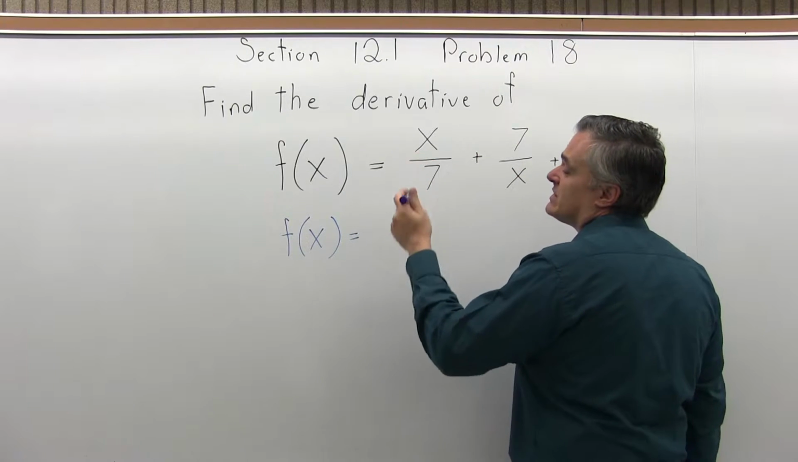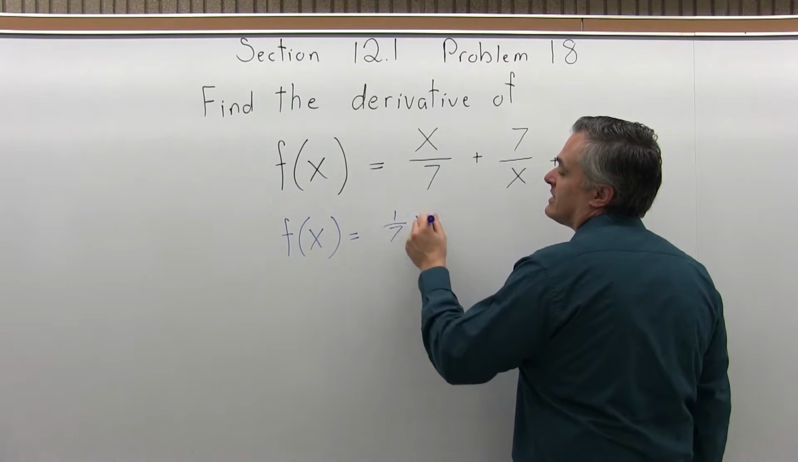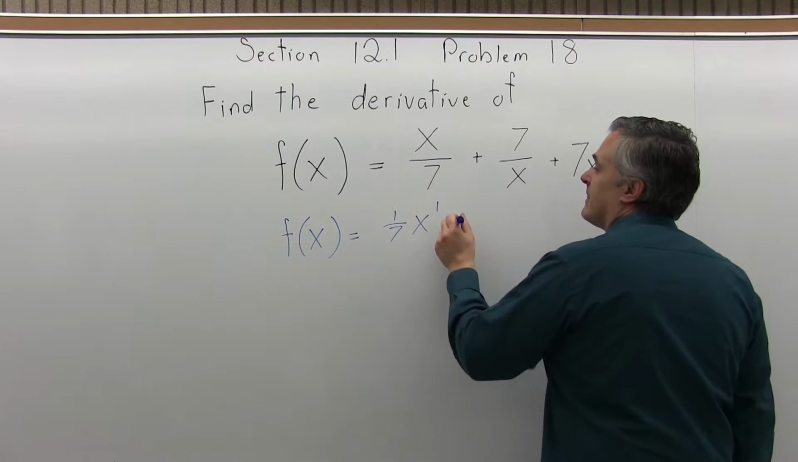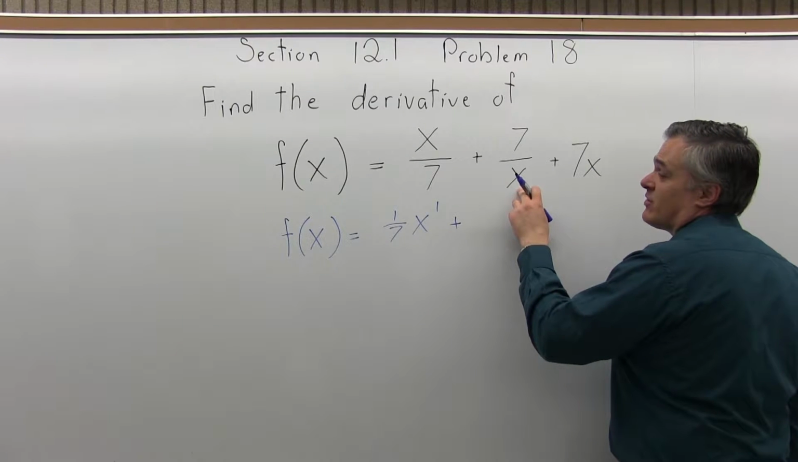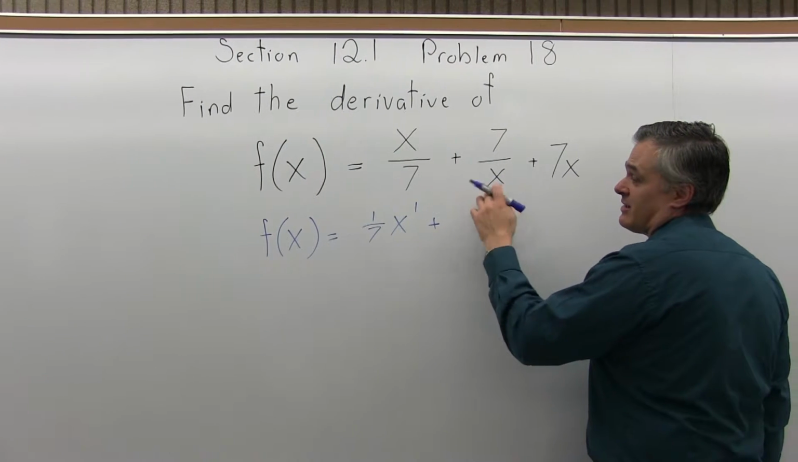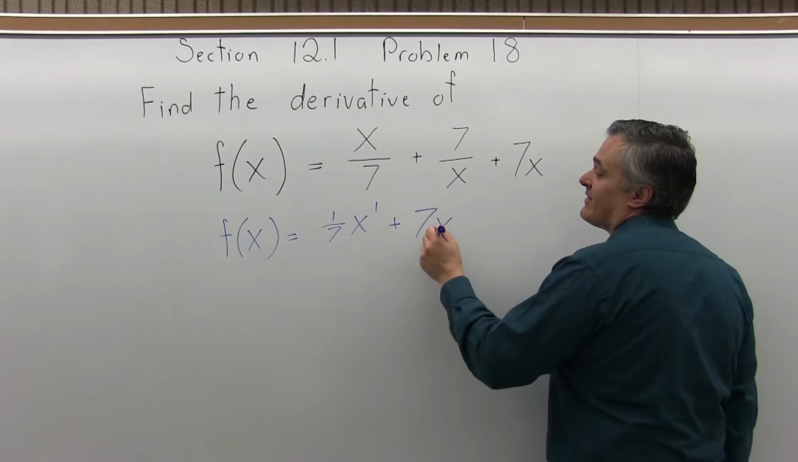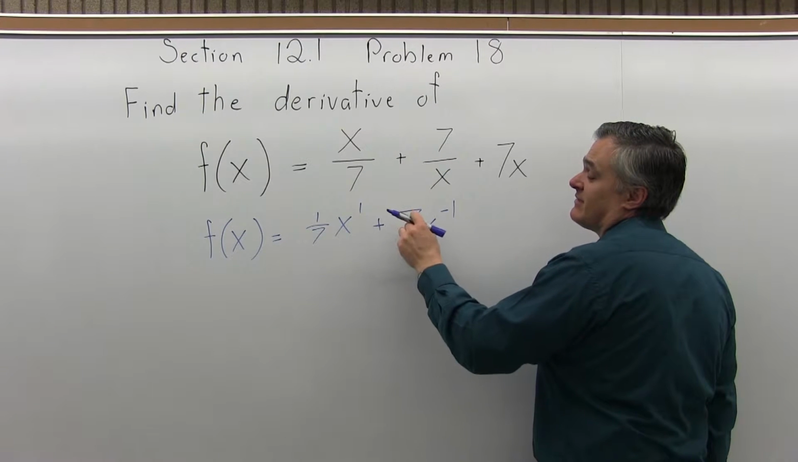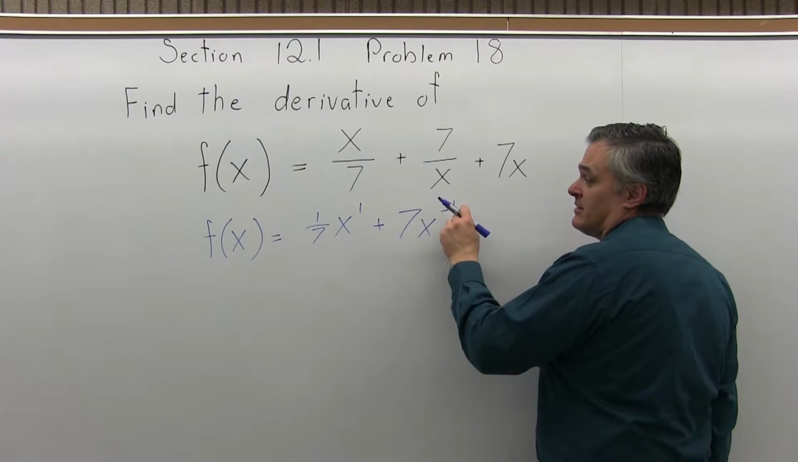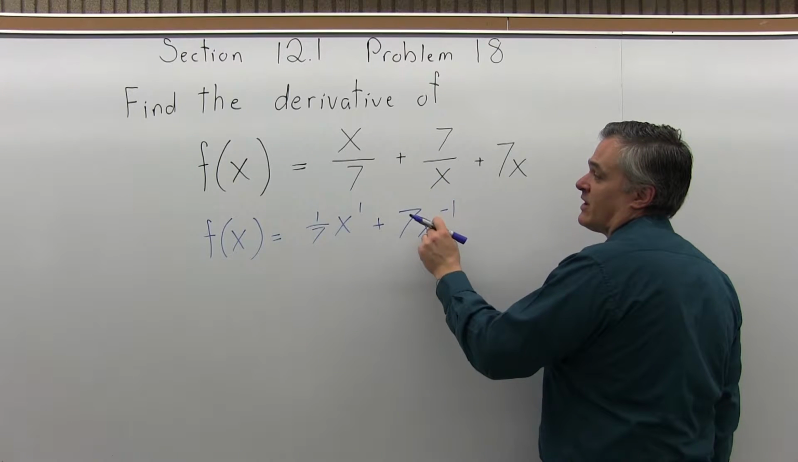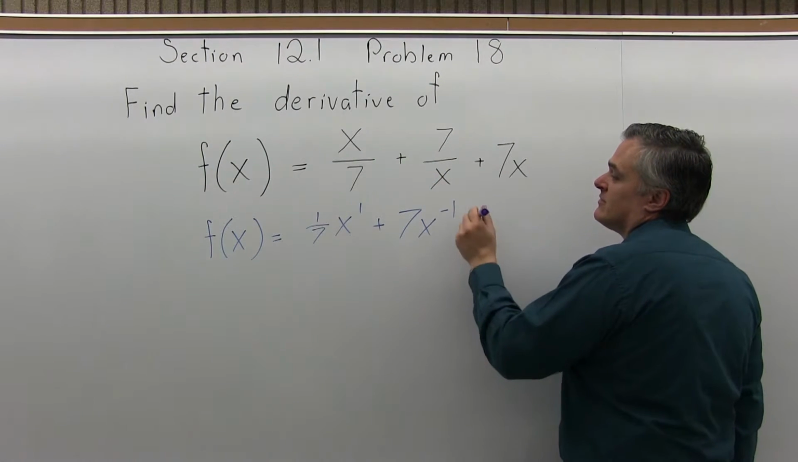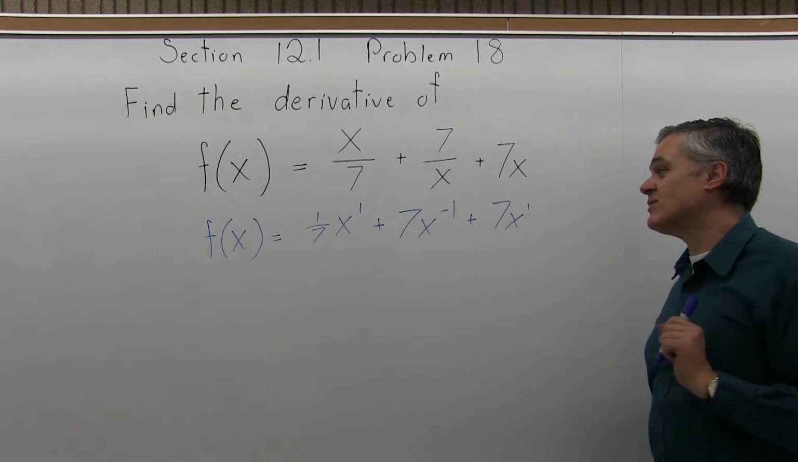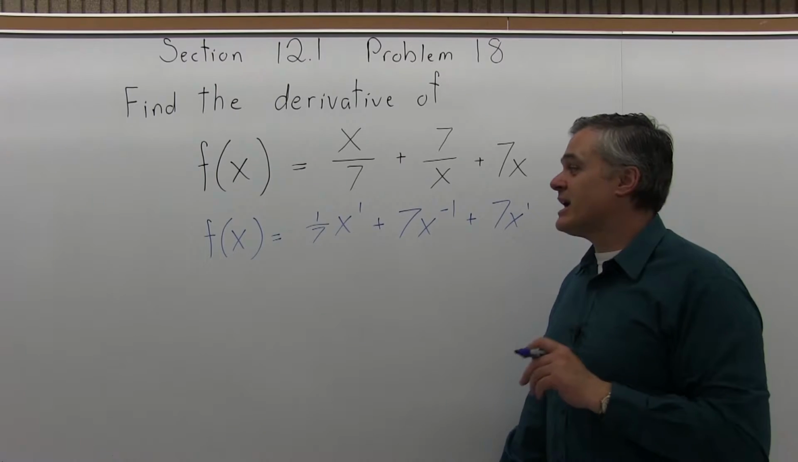So this x over 7, I can write as 1/7 x to the first, which is the same as x over 7. Now, this 7 over x, I cannot leave the variable in the denominator. So I have to write this as 7x to the minus 1. 7 over x to the positive 1 power is the same as 7 times x to the minus 1 power. Again, the negative exponent is telling you the variable really came from the denominator. And the 7x on the end, I can just leave it like that. If you like, you can call it 7x to the first. You don't have to. Now I'm ready to actually do the derivative.